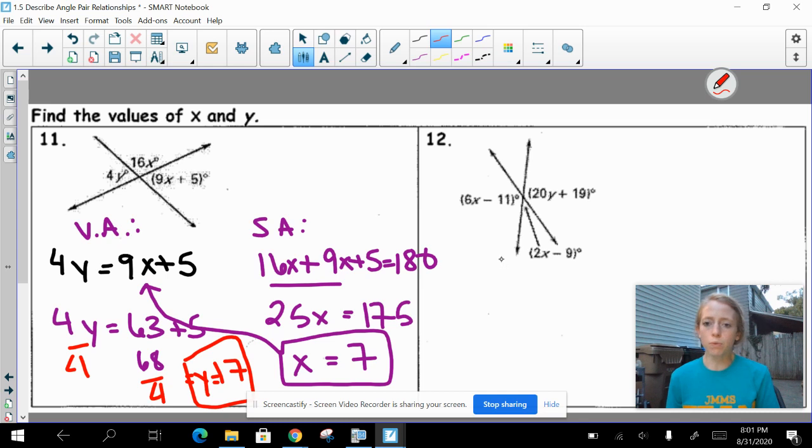Okay, number 12. Number 12 is similar. Pretty much the same thing. We can't set these two equal to each other. We can't do a linear pair here. We have to do this linear pair. So add these two up, set them equal to 180, and then plug the answer for x back in to solve for y. I'm not going to work through the problem again. It's exactly like number 11.